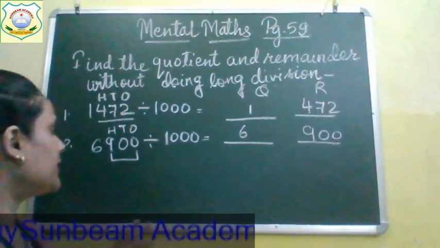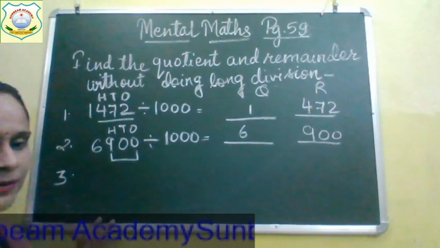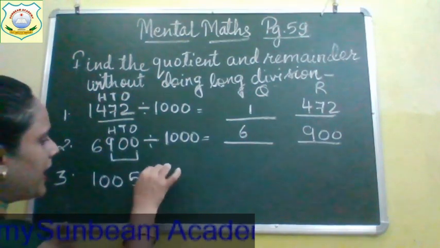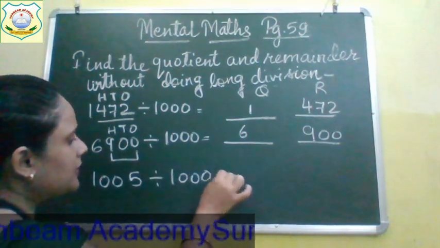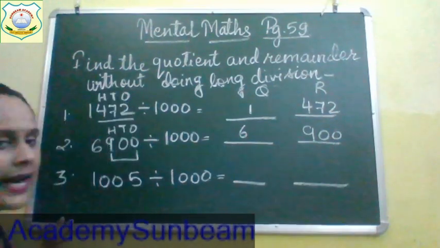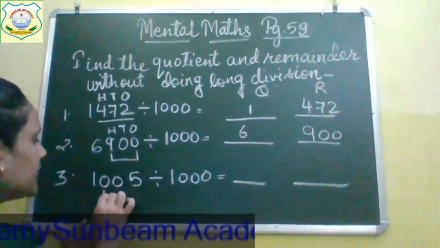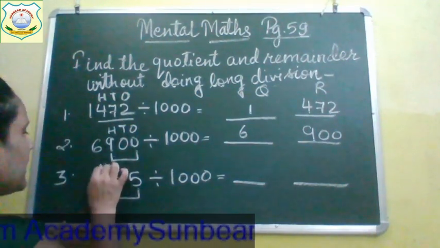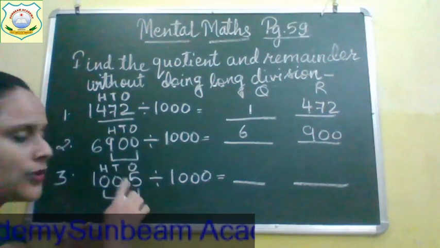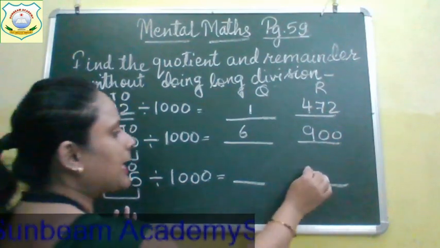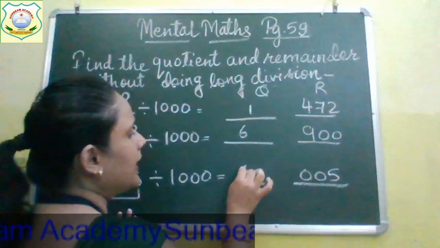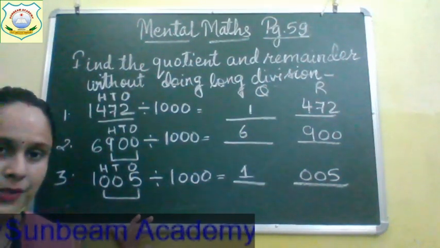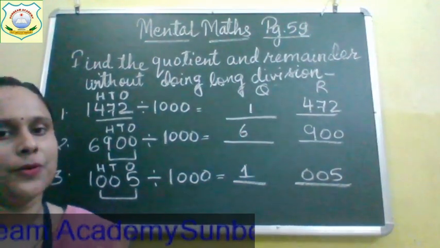Okay. Now, which is the third question given to you? Your third question is 1005 divided by 1000. Now, which are the three numbers in the hundreds, tens and ones place? 005. So this will become your remainder and 1 will become your quotient. Understood? So now note it down in your notebook, all of you.